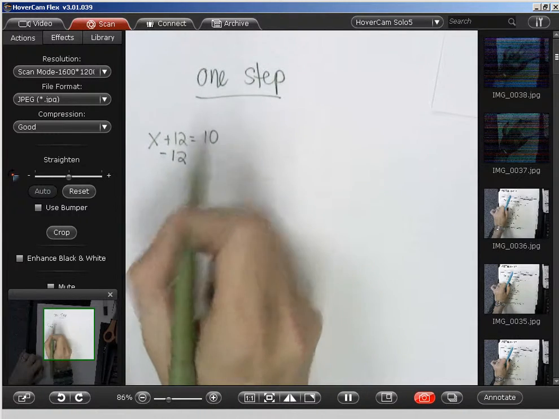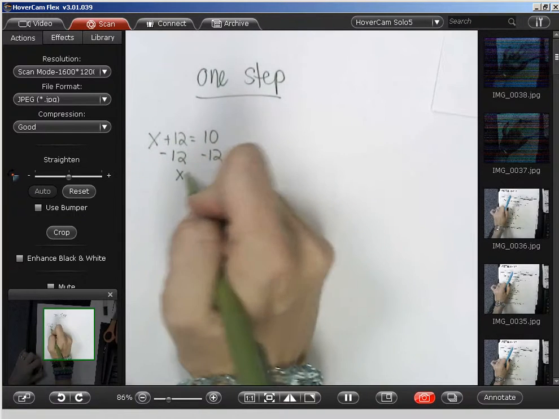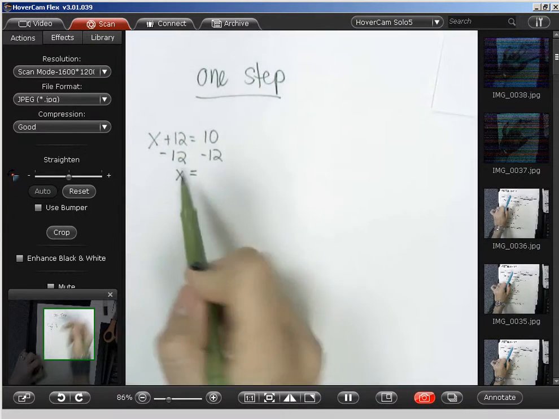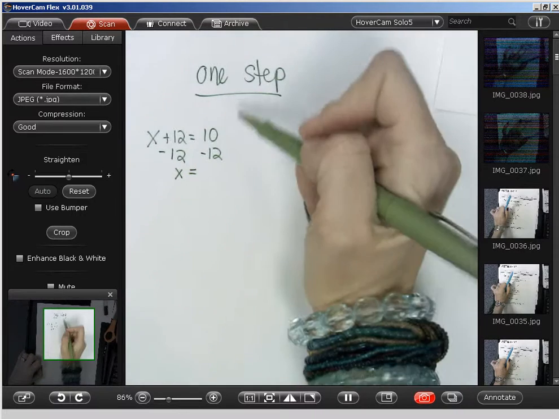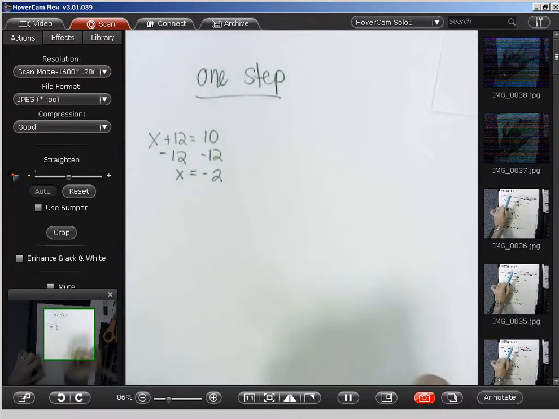Whatever I do to one side, I have to make sure I do to the other because I want to make sure that I'm balancing both sides of my equation. So I'm going to do a minus 12 on both sides. 10 minus 12 leaves me with negative 2.